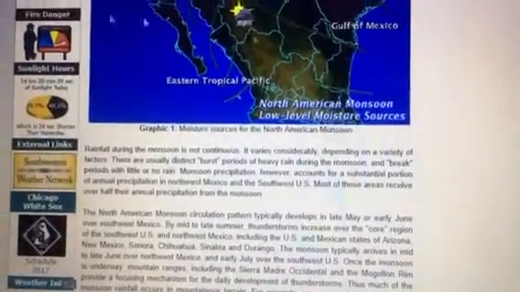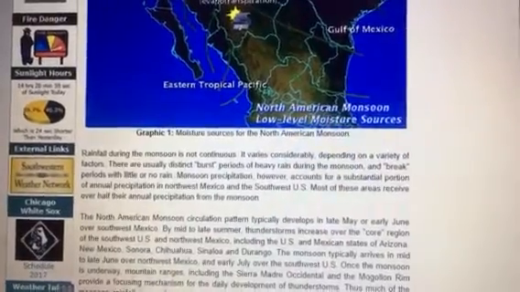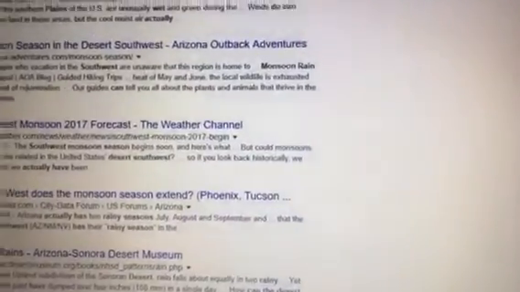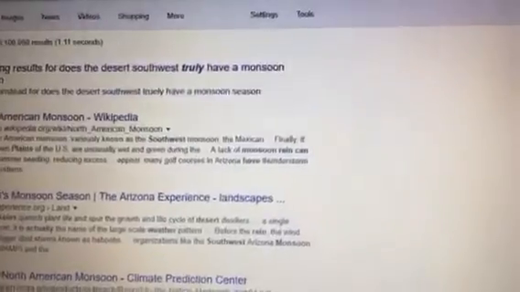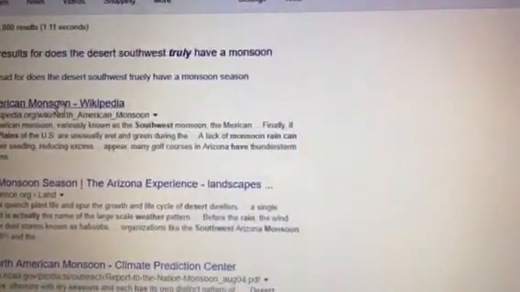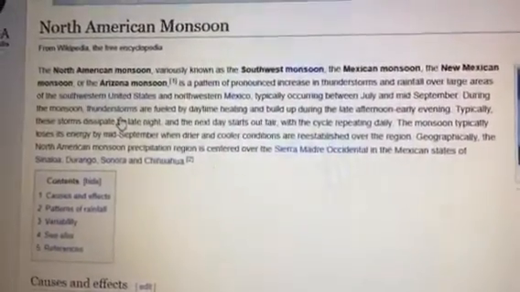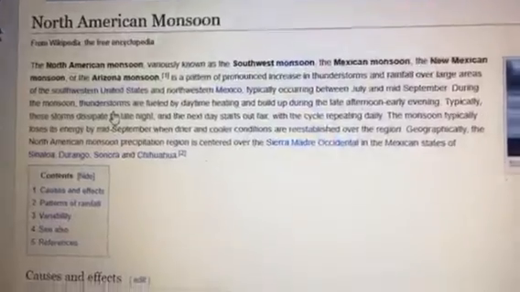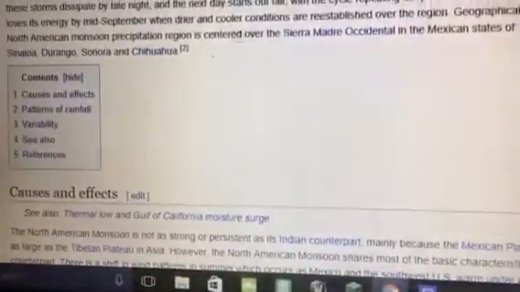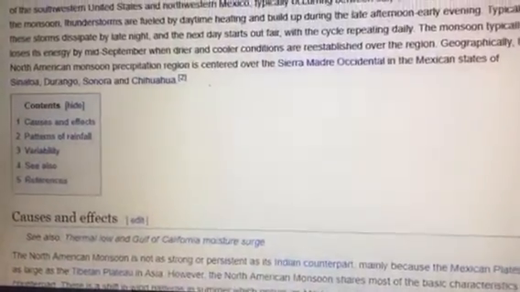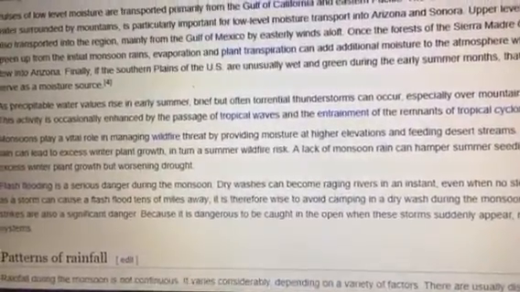Now I got one other video to show you. One other graphic. All right. So here's another one. Wikipedia. So basically what I want to show you here is the patterns that we get.